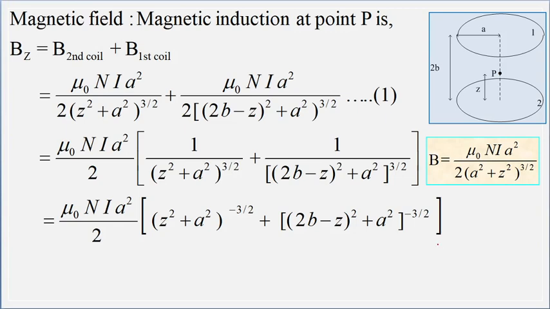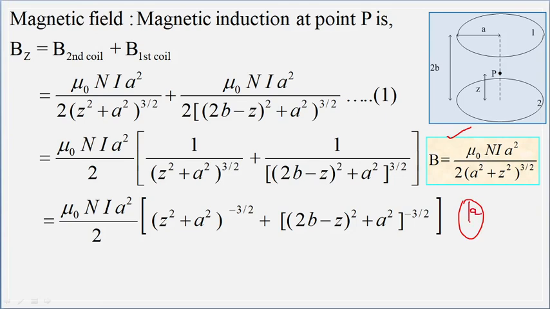Then we know the magnetic field due to the single coil. See this. B equals mu naught N i A squared by 2 times (A squared plus Z squared) raised to 3 by 2. So we have a coil like this. So radius is A.